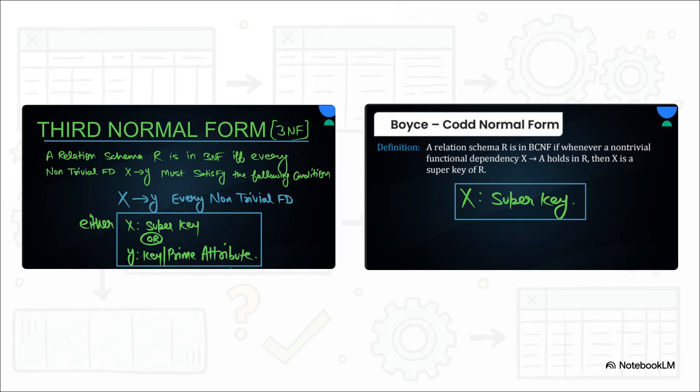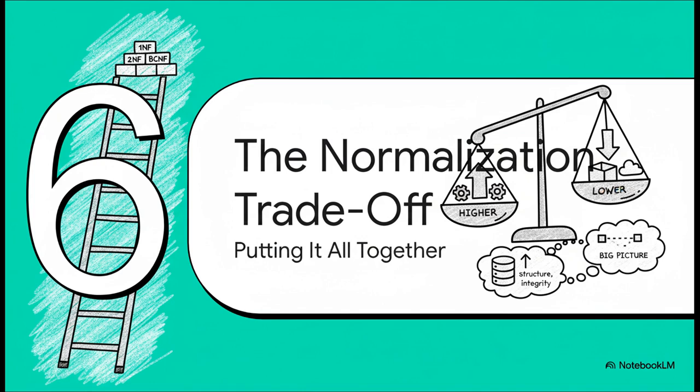Remember how 3NF had 2 escape clauses? A dependency was okay if X was a superkey or if Y was part of the key. Well, BCNF looks at that second option and says, nope, not good enough. BCNF is stricter. It has only one condition. For any and every dependency, X must be a superkey, no exceptions. End of story. So we've climbed the entire ladder, all the way from 1NF to the peak of BCNF.